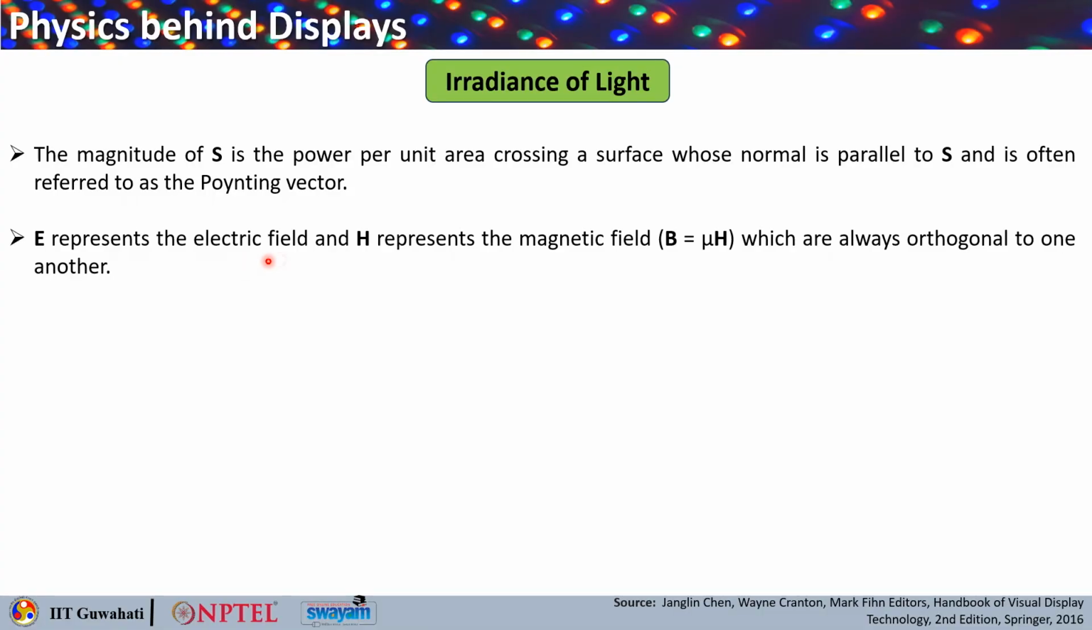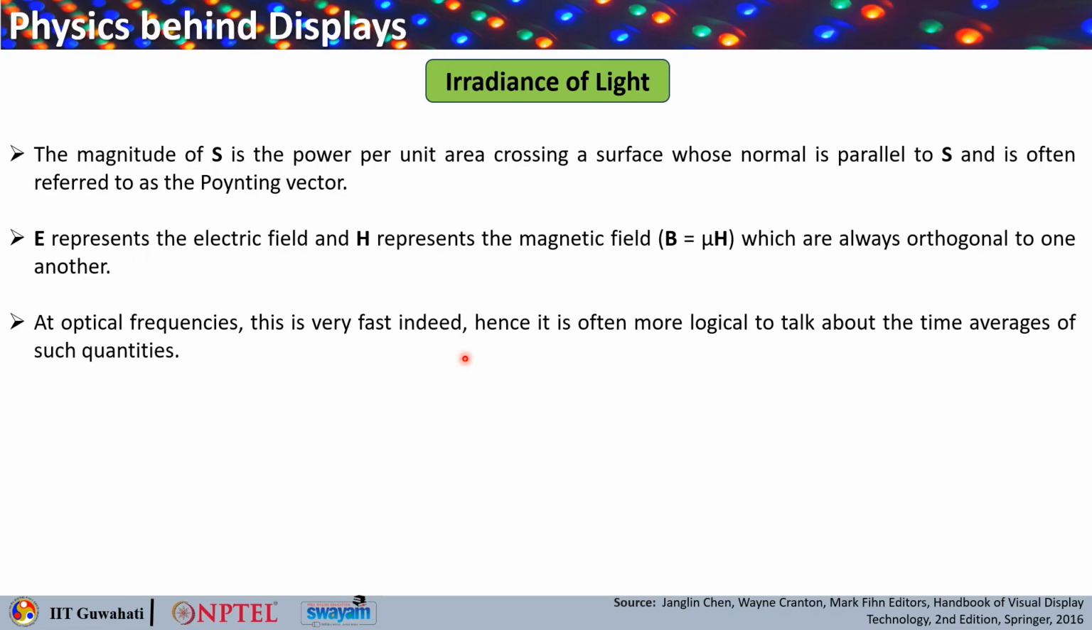E here is the electric field, H is the magnetic field, and all of you know the relationship between B and H: B equals mu H, that is, the magnetic flux density is the permeability of the medium times the magnetic field. The electric field and H are always orthogonal to one another. At optical frequencies, this oscillation is very fast indeed, so it is often logical to talk about the time averages of such quantities.